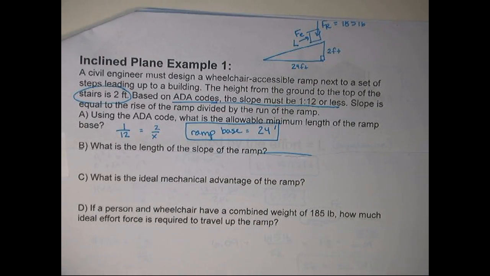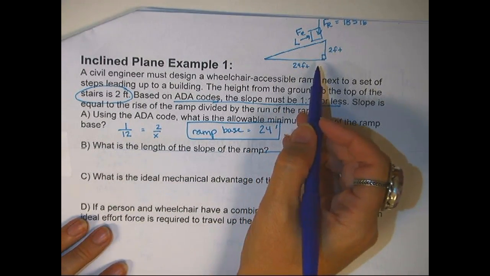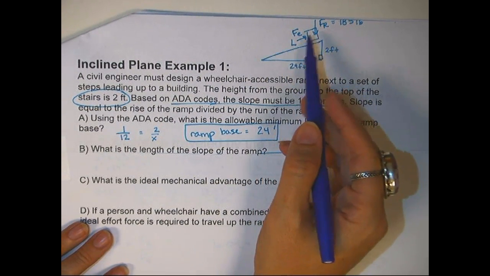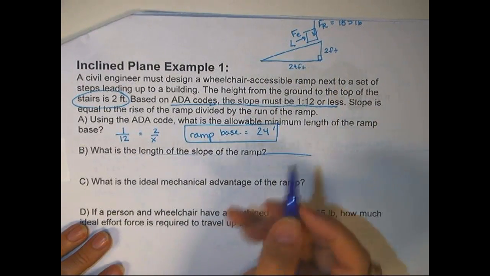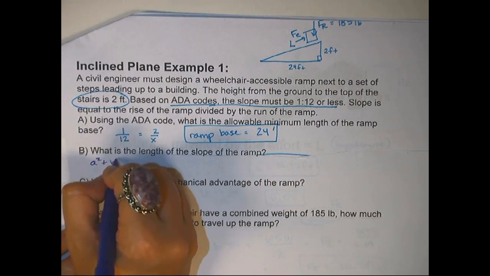Okay, this is part 2 of our inclined plane video, and we were working on this, and we just found that the base of this ramp is 24 foot long, and we need to find the length of this slope part, which is going to be our DE. So in order to do that, we're going to use good old Pythagorean theorem, a squared plus b squared equals c squared.